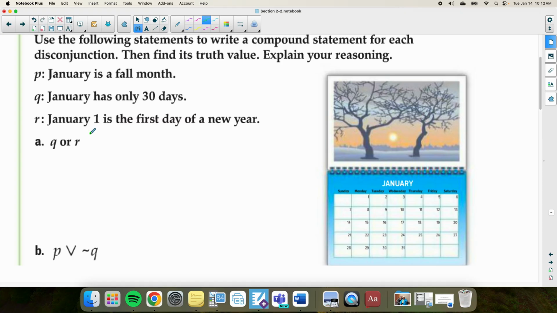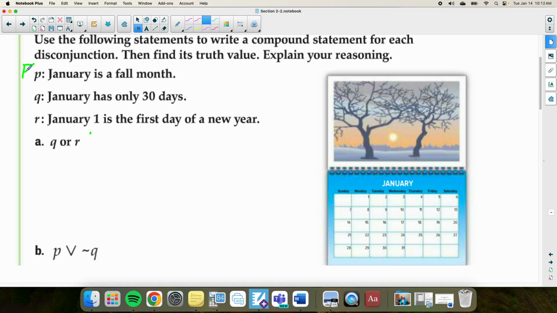And normally what I would do is start here and think about, is my P true? Is my Q true? Is my R true? P says January is a fall month. That's false. I think we all know that's far from true. Q says January has only 30 days.